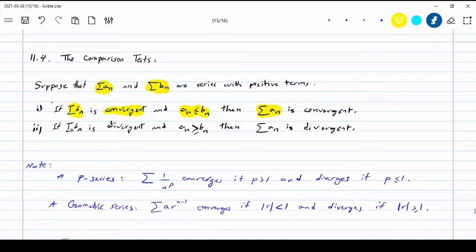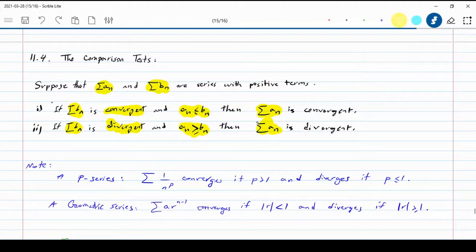That means the sum of a_n's also must be convergent. And similarly, if the b_n's are divergent, while the b_n's are in this case smaller than or equal to a_n's, it means that when you sum up all those a_n's, they will be larger than the sum of b_n's. Therefore, if b_n's are divergent, the sum of a_n's must also be divergent.